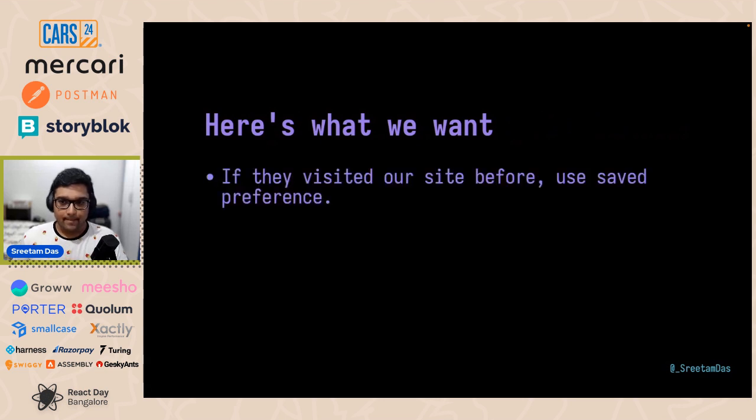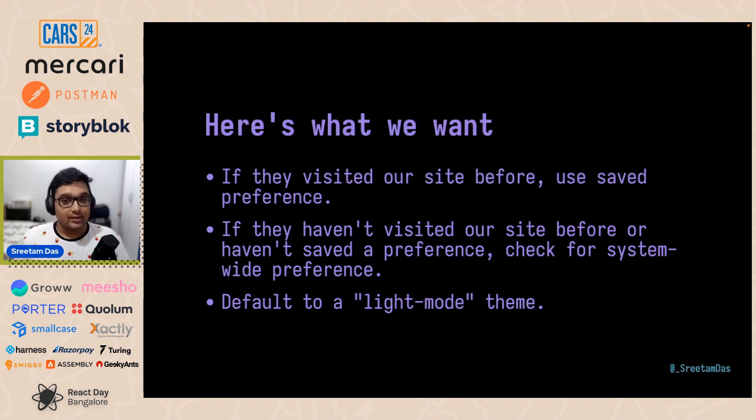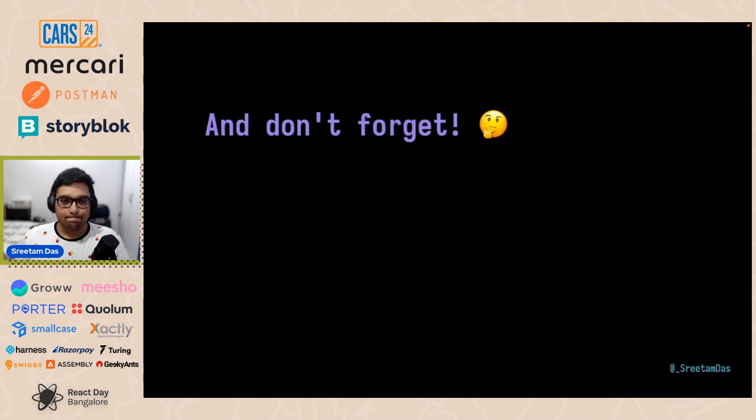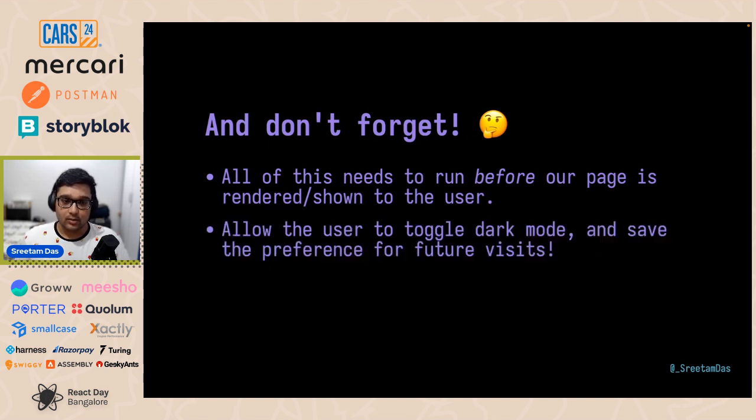Here's what we want. If the user has visited our site before, we use the saved preference. If they haven't visited our site before, or they haven't saved their preference, we check for a system-wide preference. If that still doesn't give us anything, then we default to a light mode. But don't forget, all of this needs to run before our page is rendered or shown to the user.